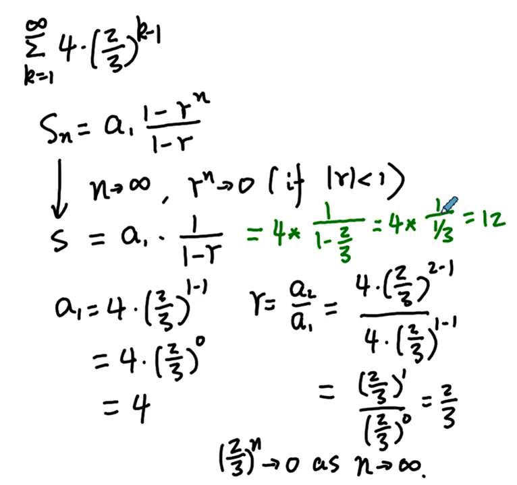So 4 times 1 over 1/3 is 12, because 1 divided by 1/3 is 1 times 3 over 1, and that's 3. 3 times 4 is 12. Okay? So the sum of this sequence indeed is 12.